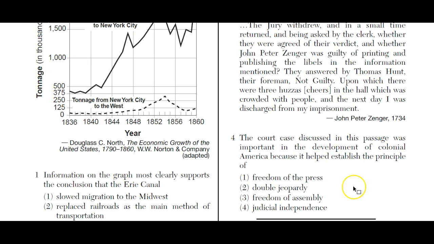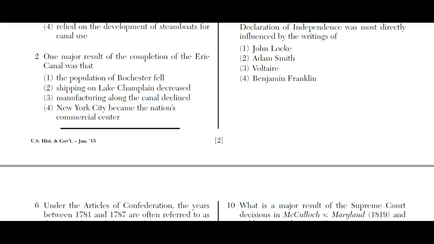The court case discussed in the passage was important in the development of colonial America, because it helped establish the principle of freedom of the press. Even before there was the United States, freedom of the press was a fundamental idea in the colonies in America. Again, Zenger case. I keep saying this because they like to ask about the Zenger case.